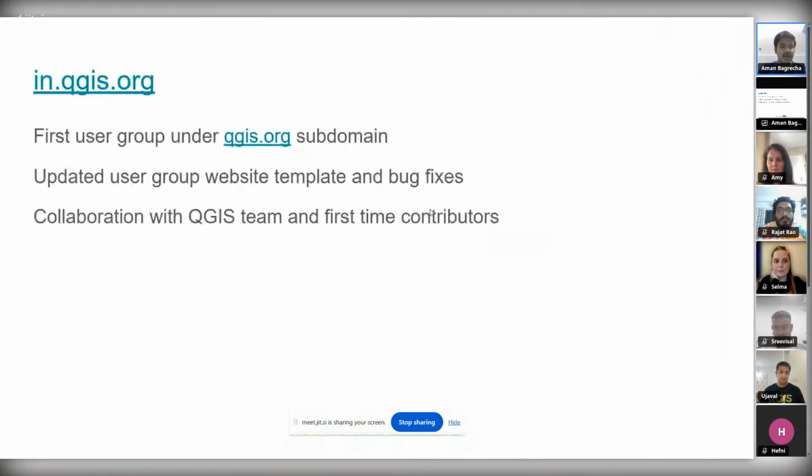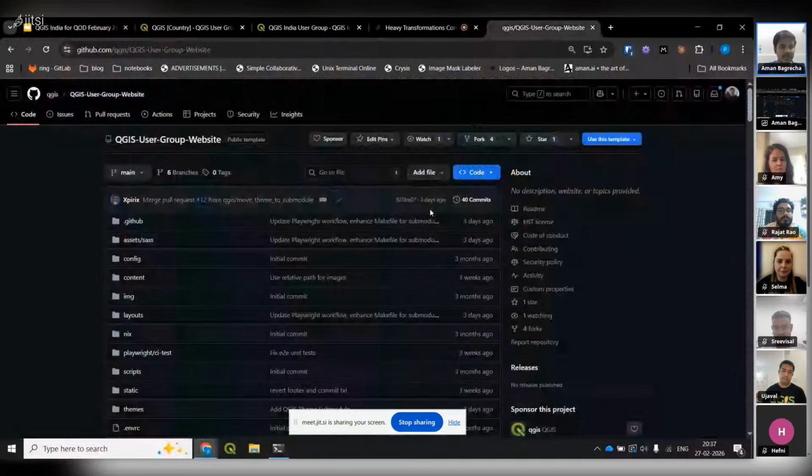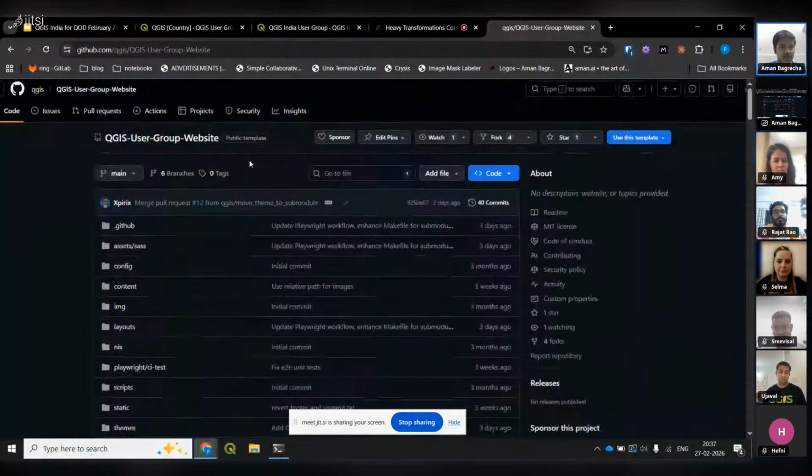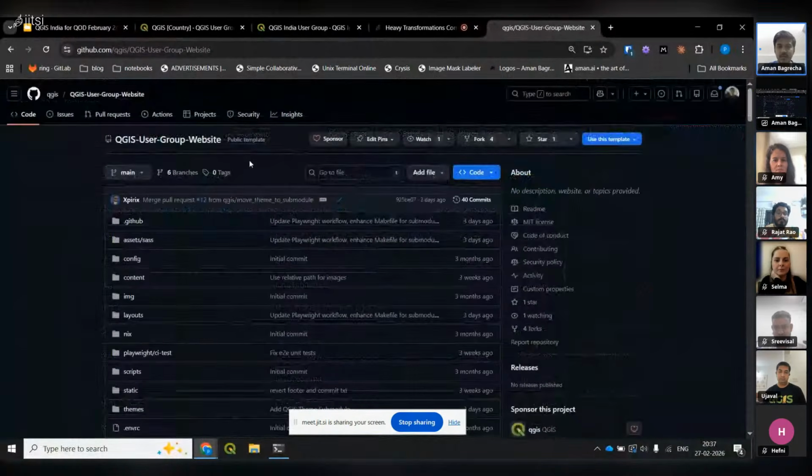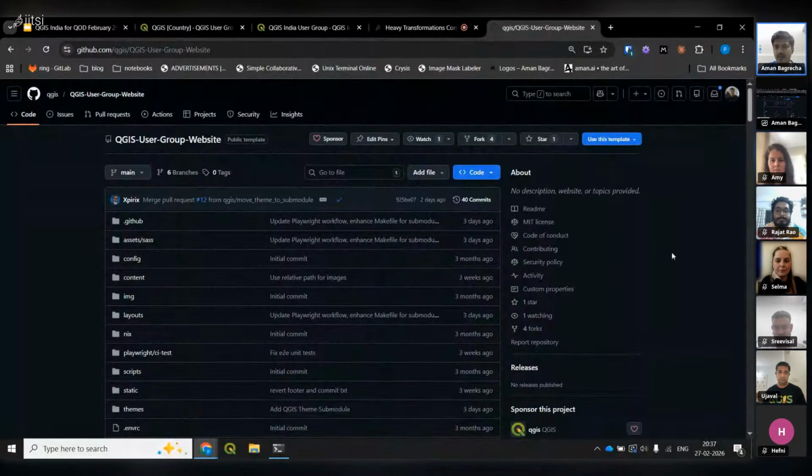And luckily for us, we had a template ready from the QGIS user group, which is hosted on the QGIS GitHub itself. So we wanted to use this template, and those are the guidelines if any group wants to create their own website. Now, to use this, we had to modify a lot of things in this template. It was just bare bones, and we wanted to make it functional. So with the help of the QGIS team, Lova and Tim, we made a few changes to the template itself.